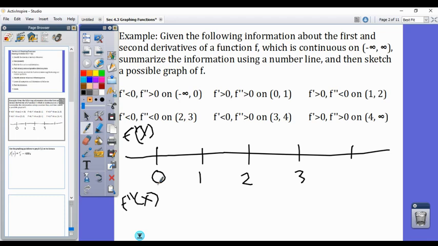Okay. So they told me from negative infinity to 0, so that's this first section here, my first derivative is less than 0. Since my first derivative is less than 0, that tells me that that is decreasing. Okay. And my second derivative is greater than 0, which tells me it's concave up. Okay, so I got that from here. Did this one. Okay. All right, let's do the next one.